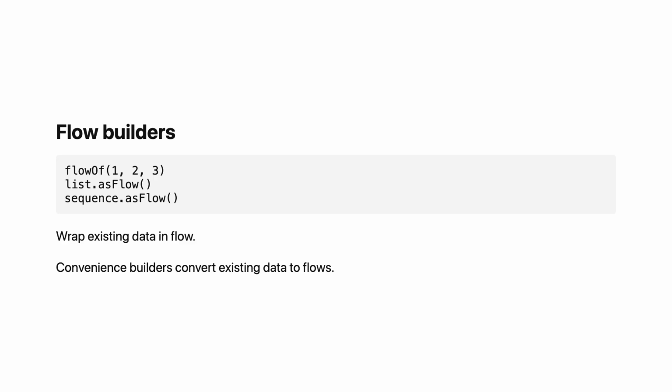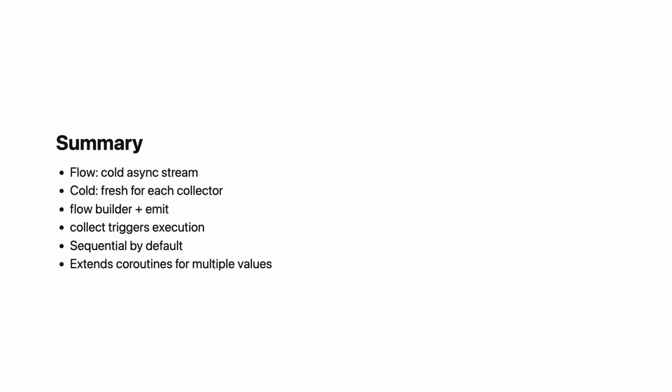Several functions create flows from existing data. flowOf(1, 2, 3) creates a flow of fixed values. List.asFlow converts a collection to a flow. Sequence.asFlow converts a sequence to a flow. These are convenience builders. They wrap existing data in flow semantics. Use them when you have data and want flow operators. Transform, filter, then collect.